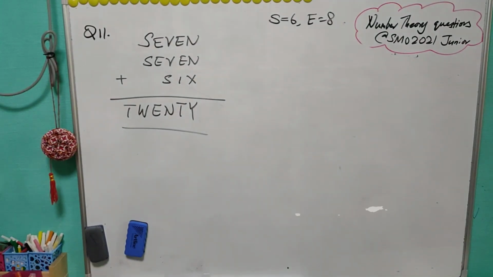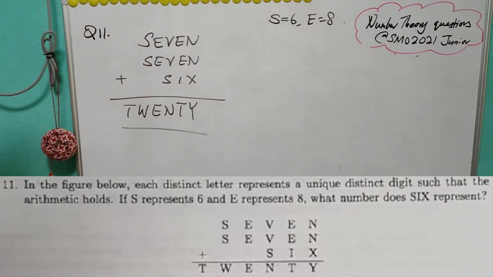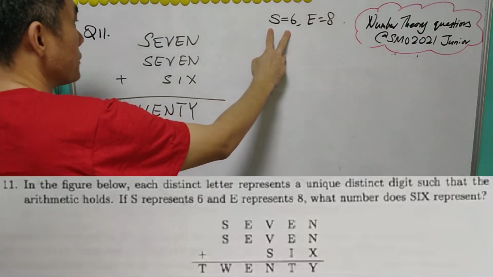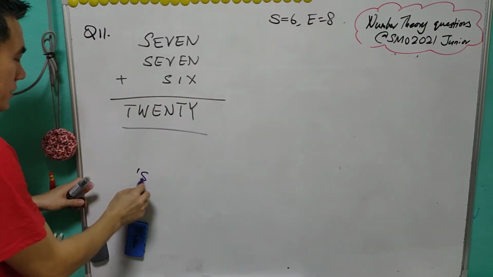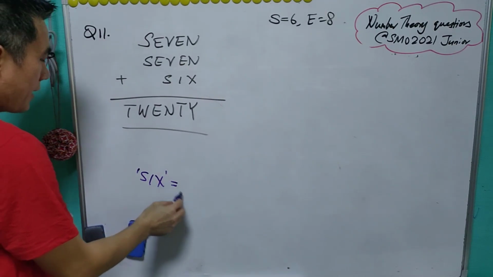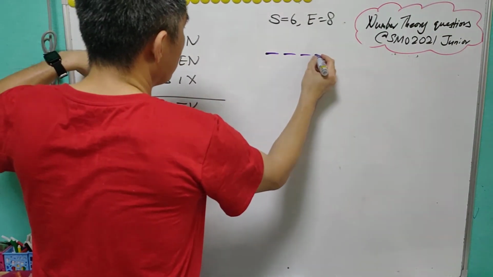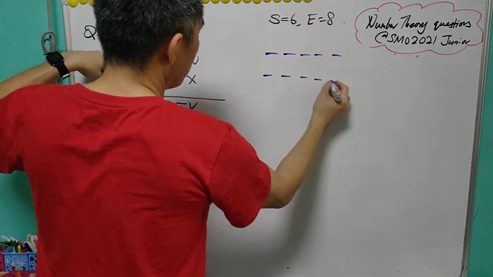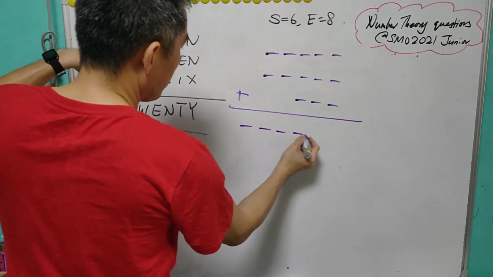For question 11, each of the letters represents a different digit, and it is given that S equals 6 and E equals 8. We are asked to find the value of XIX. Let us fill in the blanks.